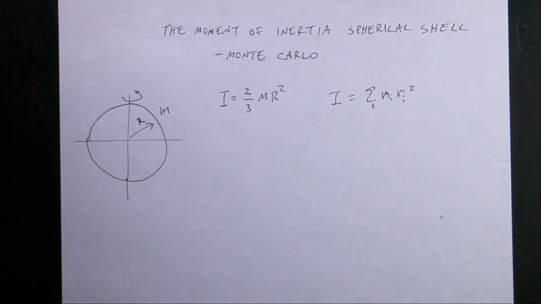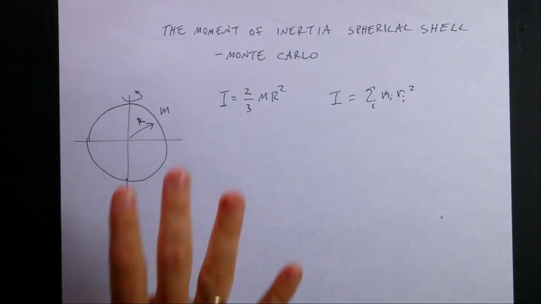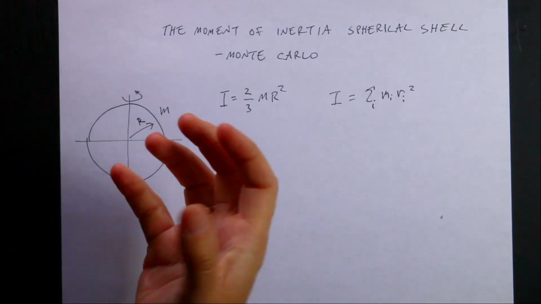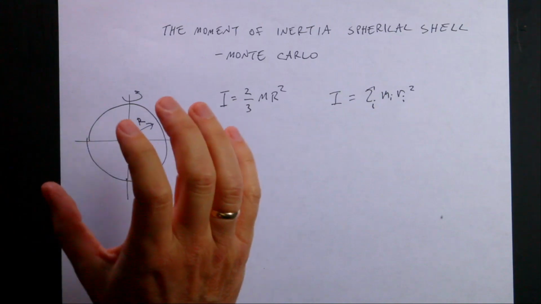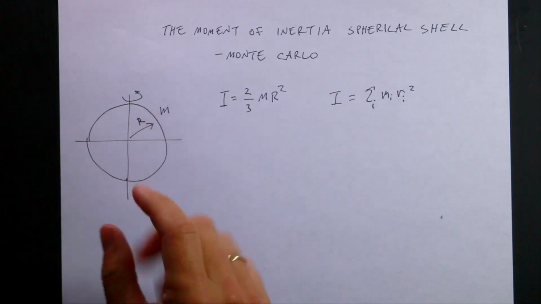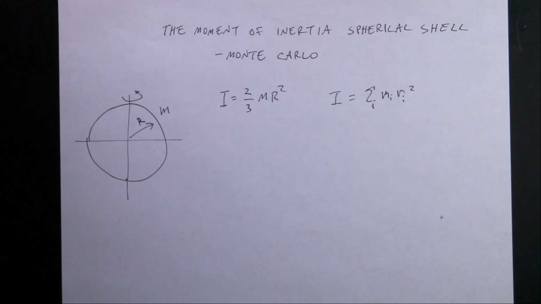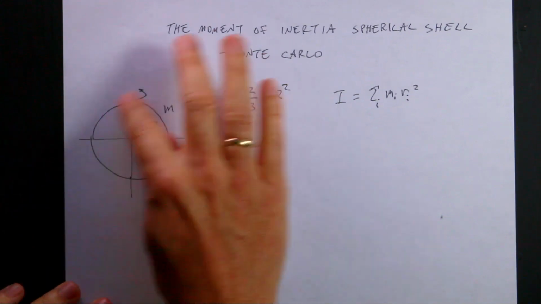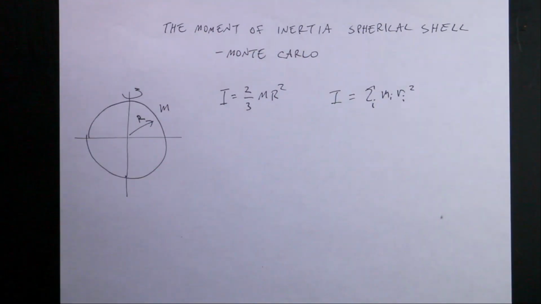Okay. But what if I want to find the moment of inertia of a spherical shell? So this is like a sphere, but it's hollow. Okay, so it's got some thickness. It doesn't really matter what that is. And all the mass is concentrated on the outer surface. It has a radius r.